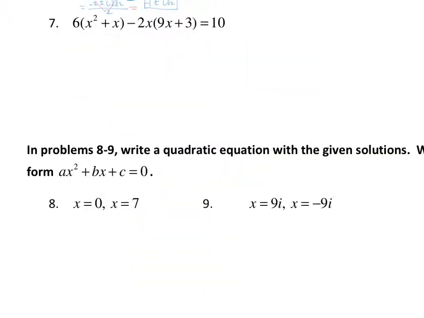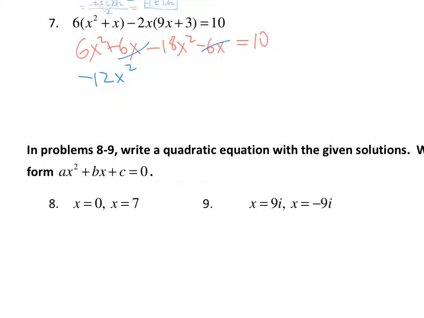Number 7 here, we can distribute. And we're going to clean it up first. 6x squared plus 6x. Distribute everything, we should get this. Then let's combine like terms and set it equal to 0. So we get, let's see, -12x squared. Oh, that's nice. The x's go away. I like that. Subtract 10 from both sides.